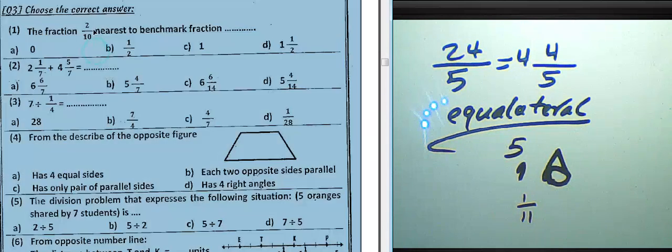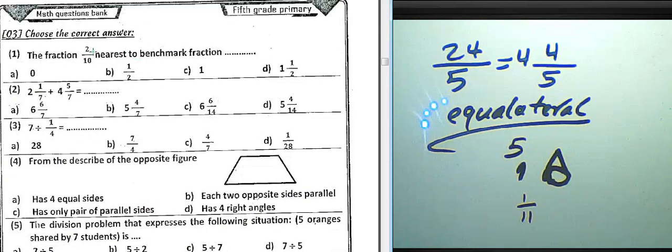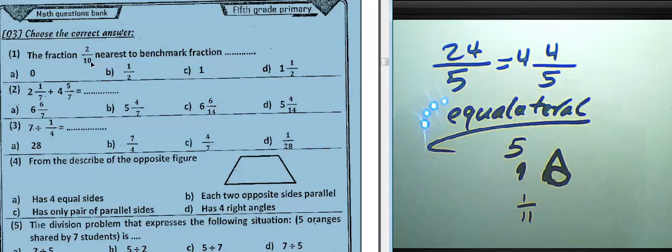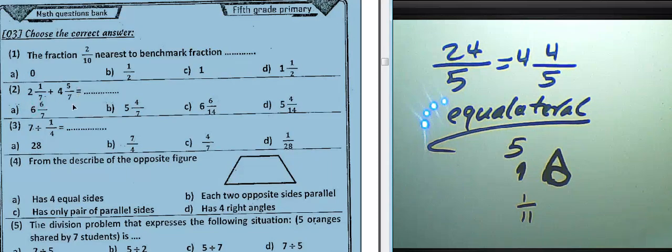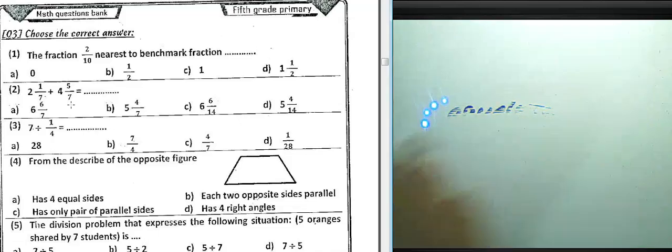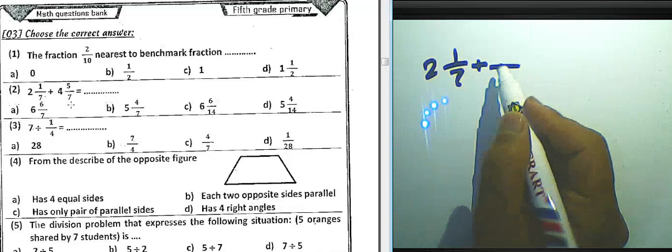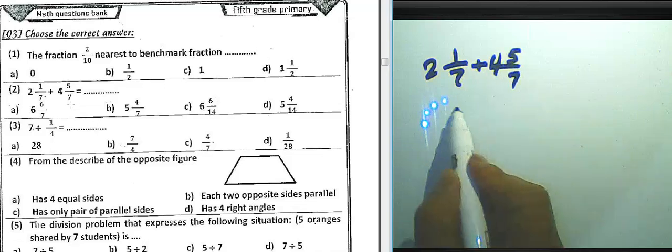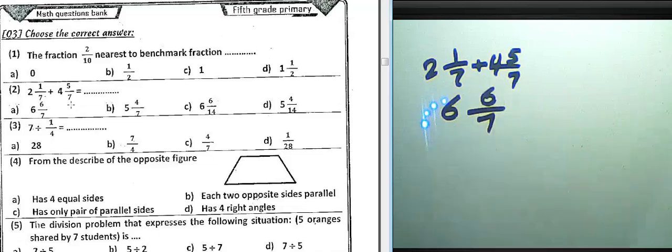The fraction 2 over 10 is benchmarked by 0 because 2 is less than half of 10. Half of 10 equals 5 and 2 is closer to 0. We will use 0. 2 and 1 over 7 plus 4 and 5 over 7. We can add them, right? 7 in the denominator and add numerator by numerator. 4 plus 2 equals 6 and write 7 in the denominator. 5 plus 1 equals 6. Write 6 and 6 over 7.